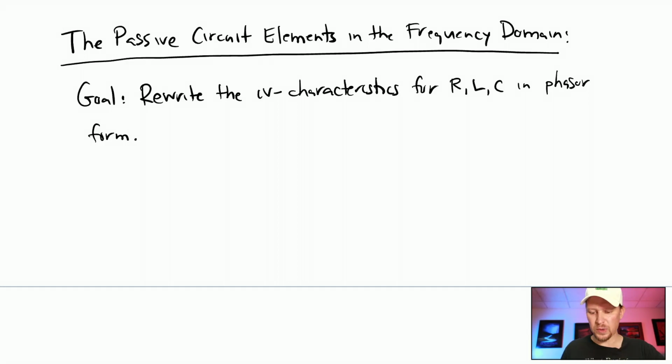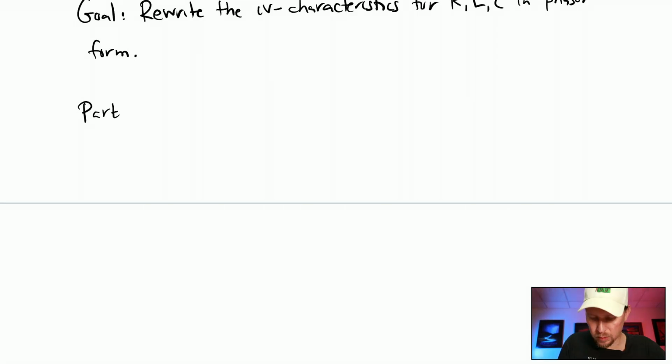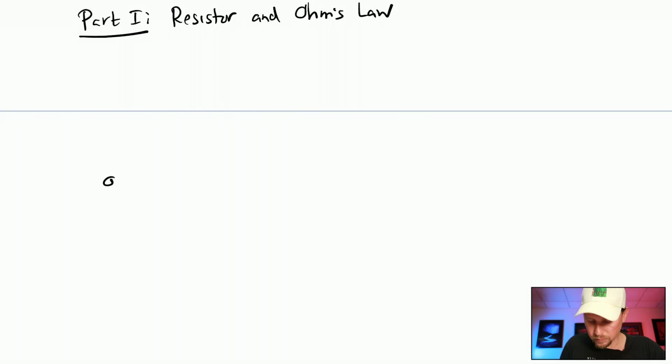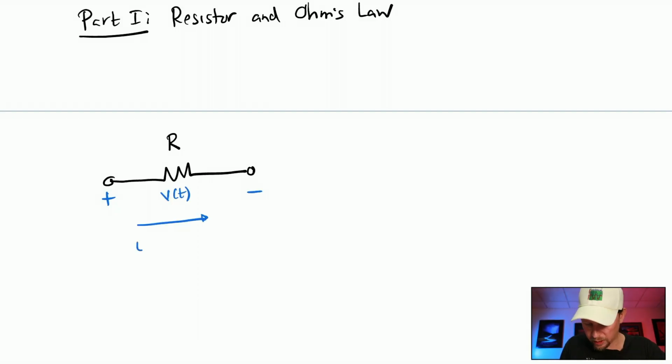And again, let's begin with the first part. Let's take a look at the resistor and Ohm's law. So suppose that we have a resistor here, like this, where we have an applied voltage, which in general is varying as a function of time, and there's a current that flows in that direction from high voltage down to low voltage.